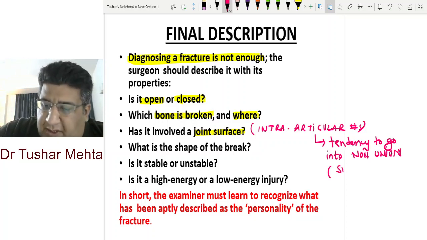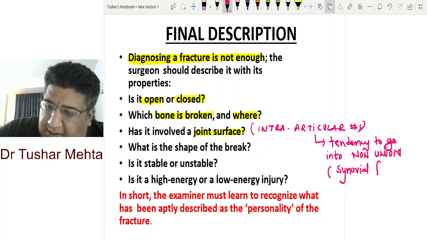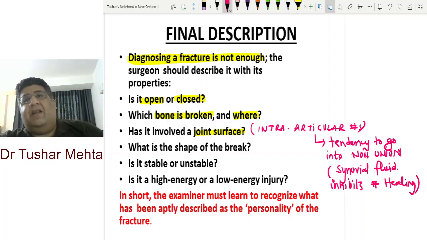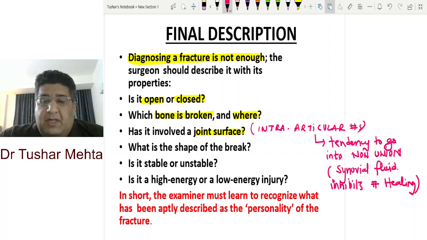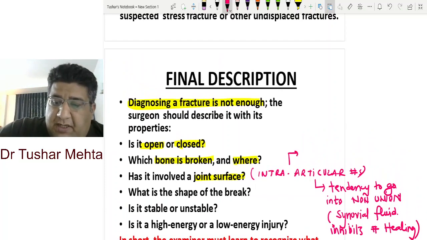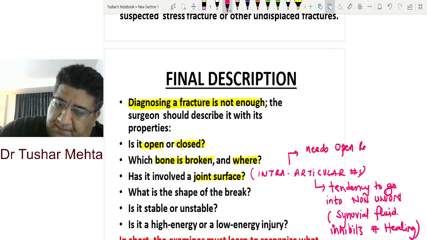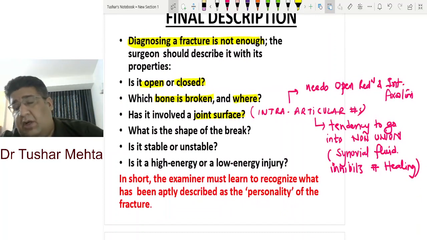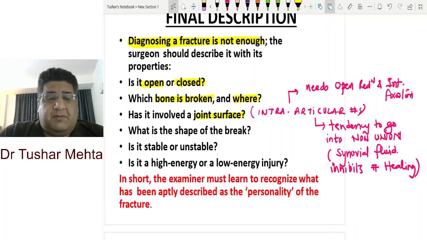Synovial fluid. There is synovial fluid in the joint, and synovial fluid has a property of inhibiting fracture healing. It has anti-healing properties. So that is one big problem, and that is why I want you to understand that every intra-articular fracture needs open reduction and internal fixation. It has to be operated upon. You just cannot leave an intra-articular fracture with closed treatment.